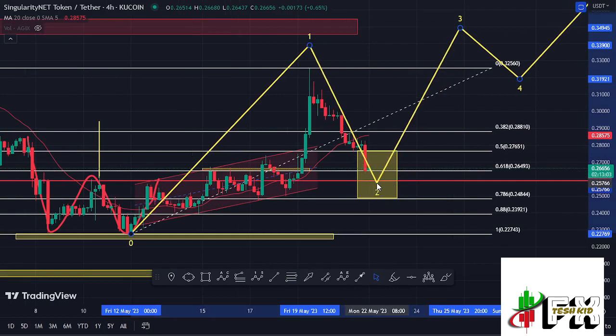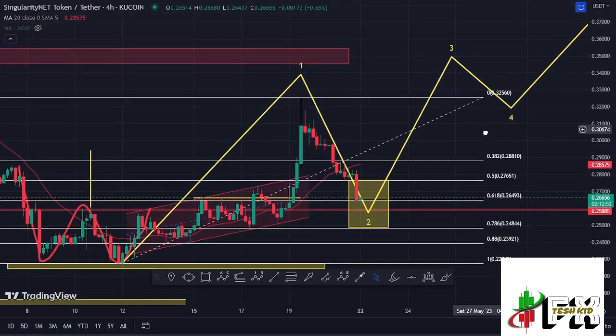And you can see that at the time of this recording, we have managed to get into that minimum retracement area in the formation of this wave 2, and there are high chances that AGIX is now just about to give us a turnaround to the upper side in what could be the start of the formation of this wave 3.